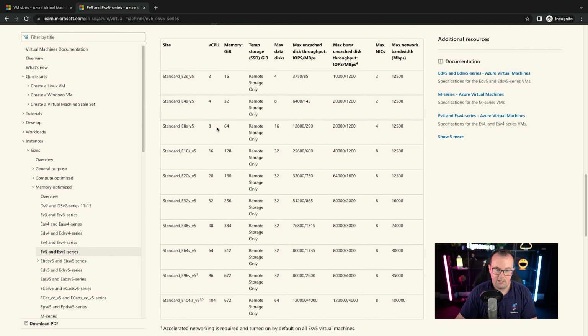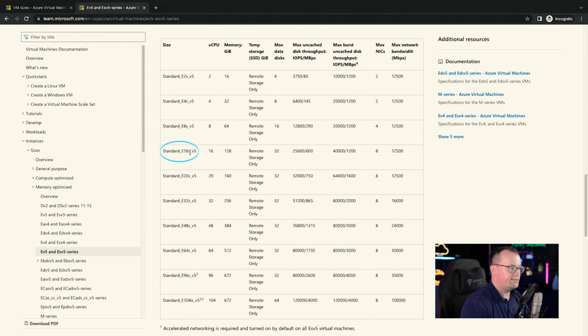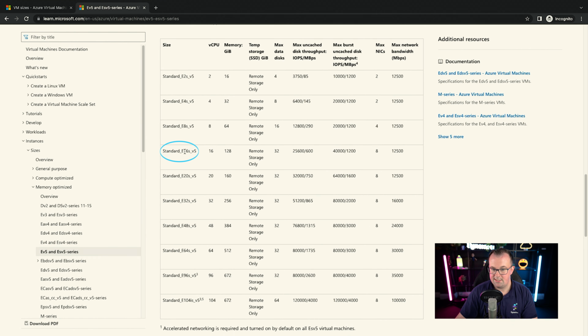So you might actually be in the realm of needing a 16S. The S means that there's support for premium SSD drives in particular. This machine here, the E16S V5, we can see here that's giving us 25,600 IOPS versus the 3,750. And the other thing to point out, of course, is that this machine here only supports 4 data disks.